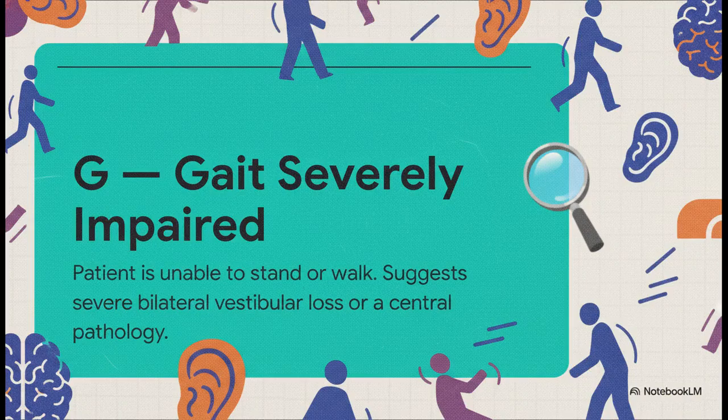And finally, G is for gait, a gait that is so bad the patient literally cannot stand or walk. This is kind of related to ataxia, but it's really about the total inability to even bear weight. This level of impairment just doesn't fit with your typical peripheral vertigo and points towards something much more significant, like a bilateral loss or a major central problem.